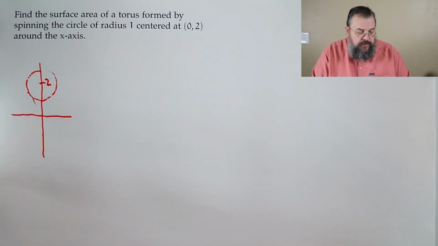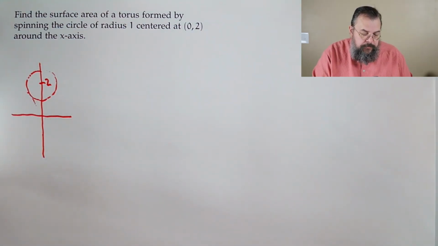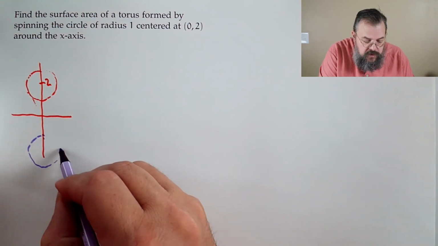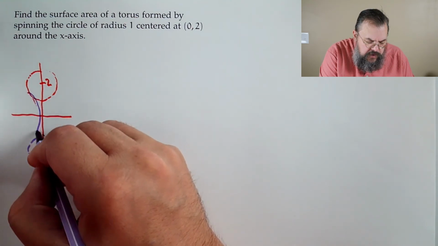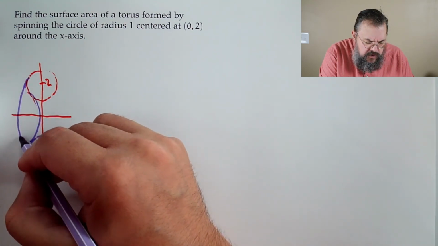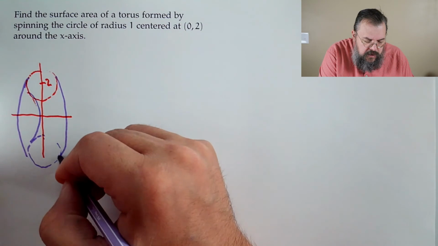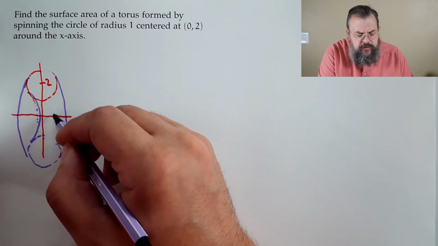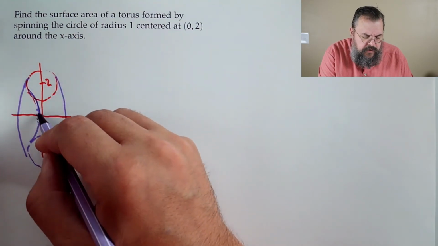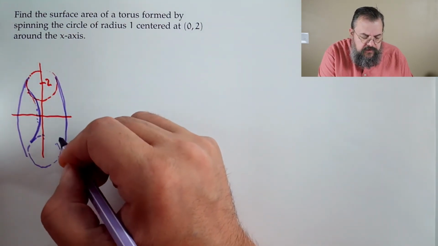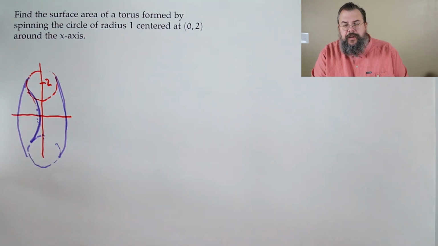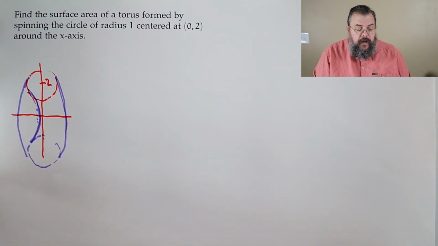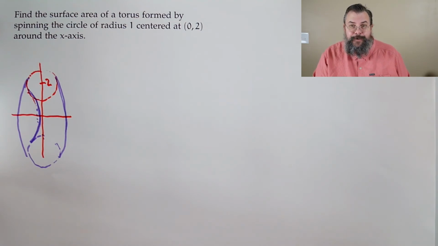So here's 2. And we're going to spin this around. So the net result is what? Well, we'll form a shape that looks very similar to a sort of a donut hole, if you will. All right, so that's our shape. Donut hole, life preserver, whatever you like to call it. But it's this sort of tube wrapped around.